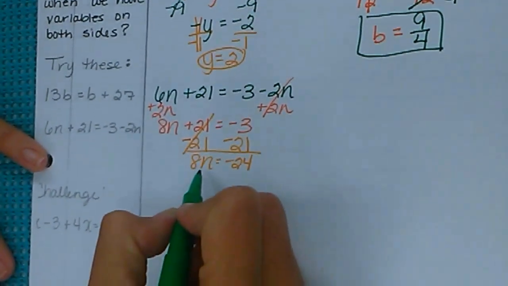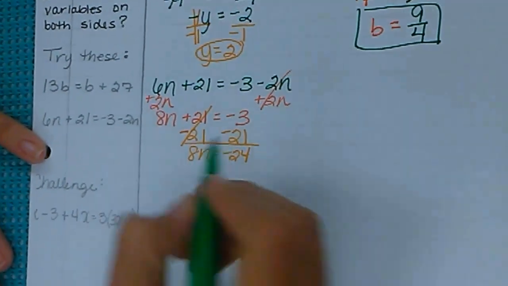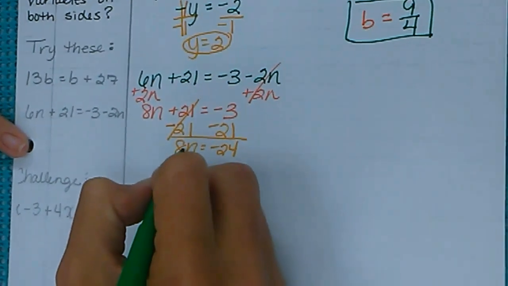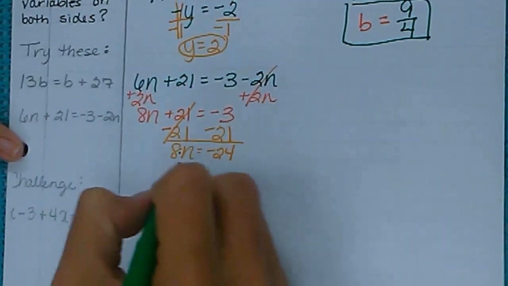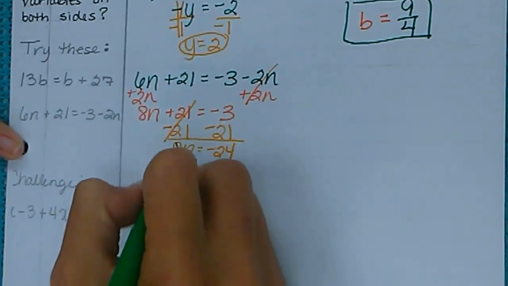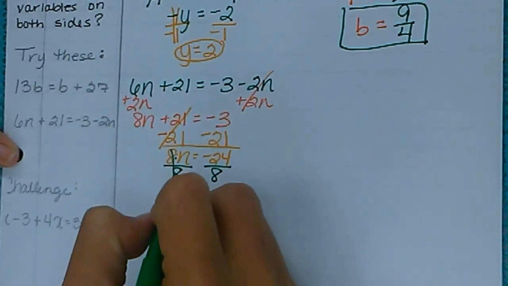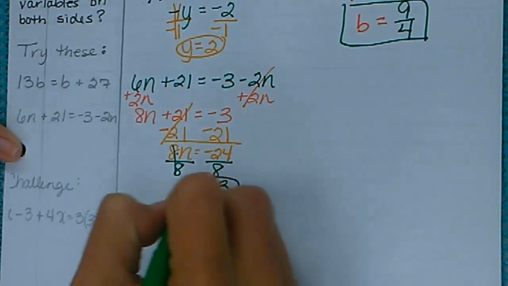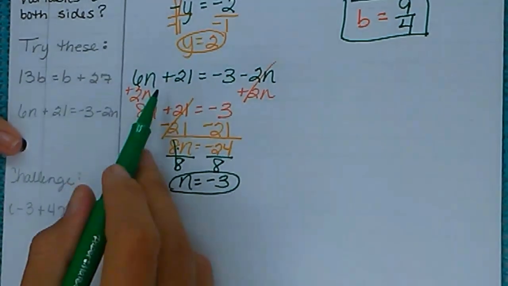All right, so let's finish it up. Let's get this n by itself. So again, we have 8. What operation is right in here? Multiplication, 8 times n. So if I divide by 8 on both sides, I get n is equal to -3. Don't forget, you can always go back and check.